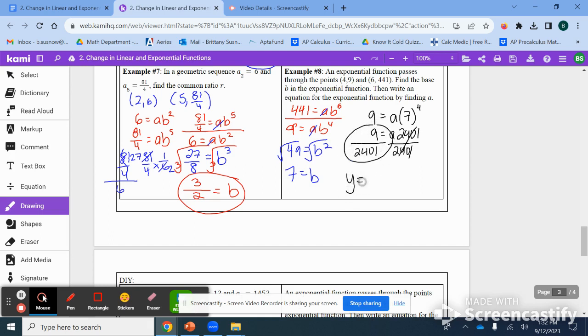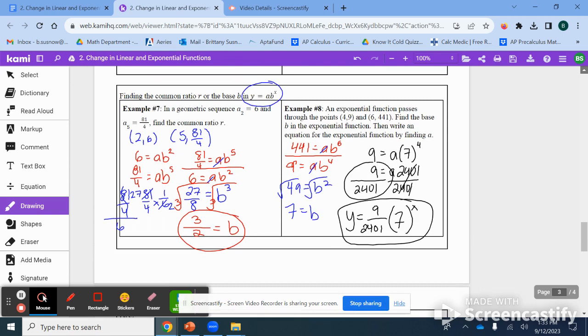So put it all together. 9/2401 times our b, which was 7, to the x power. The format is a times b to the x. So my a was that fraction, and the b we got at the beginning was 7. Does that make sense, Diego? Yeah, the equations, it's what I circled right up here. A times b to the x.